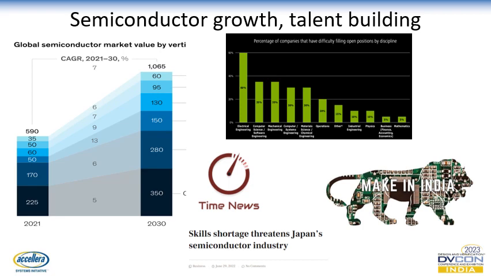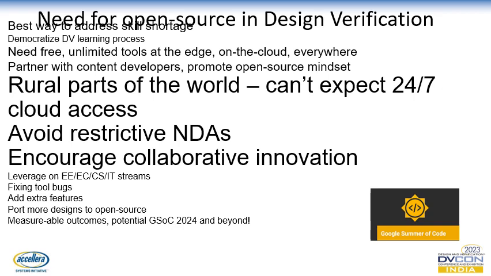Geographically, if you see, Japan is finding a skill shortage, and that threatens the semiconductor industry, from Times News. And a lot of you are familiar with following Make in India, a big move, and see how we could do this right together. So what we are trying to show here is what we can provide in assisting the industry to address the specific challenge. So let's look at the need for open source in design verification.